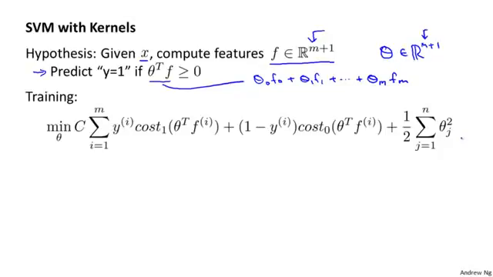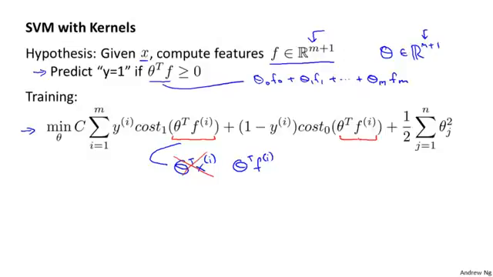And specifically, what you do is you solve this minimization problem. You minimize over the parameters theta C times this cost function, which we had before. Only now, instead of making predictions using theta transpose x^(i), using our original features x^(i), we've taken the features x^(i) and replaced them with the new features. So we're using theta transpose f^(i) to make a prediction on the i-th training example, and we see that in both places here. And it's by solving this minimization problem that you get the parameters for your support vector machine.